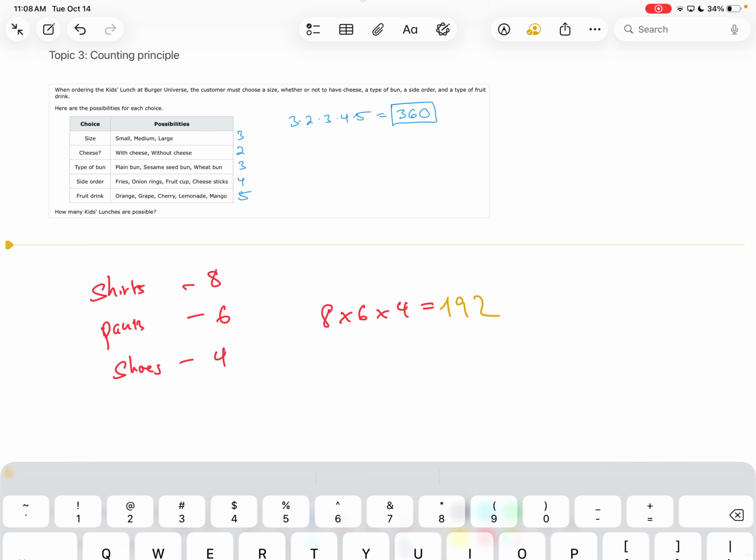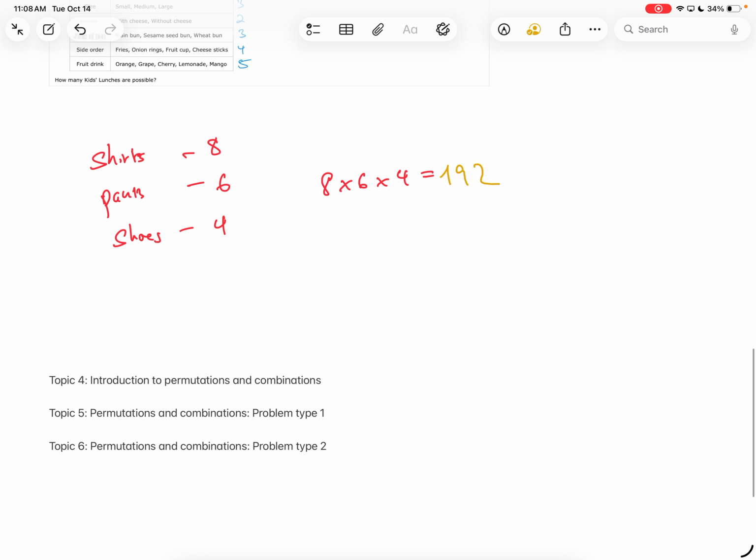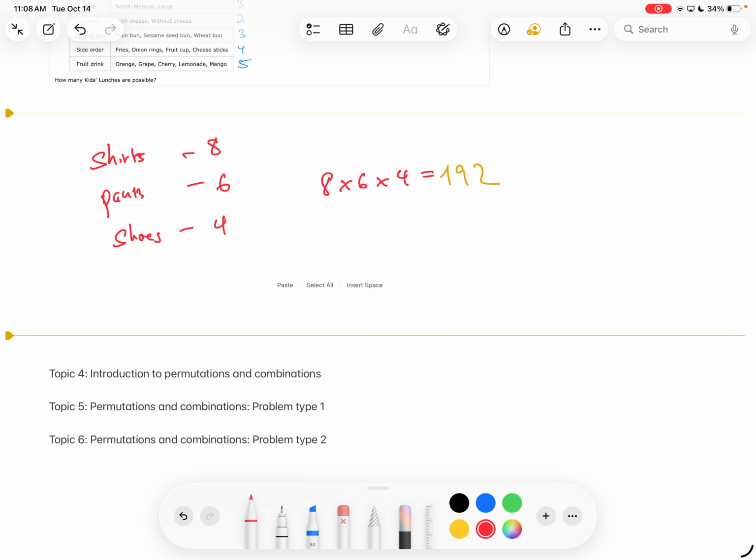That's half a year. So with just 8 shirts, 6 pants, and 4 pairs of shoes, you could create 192 different outfits, over 6 months' worth. So my wife doesn't like when she goes to the closet and says she doesn't have anything to wear.